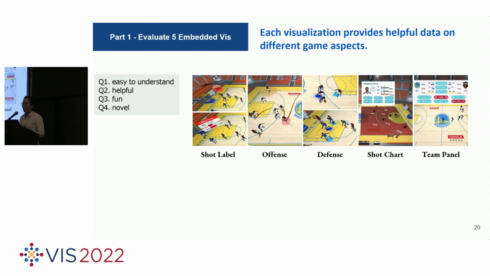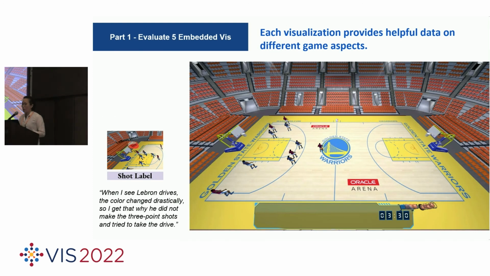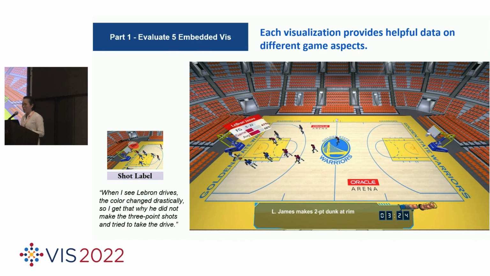Based on part 1, we found that fans found all 5 embedded visualizations easy to understand, helpful, fun, and novel. Furthermore, each visualization provides helpful data on different game aspects. For example, with shot label, a fan observed, "When I see LeBron drives, the color changed drastically, so I get that why he did not take the 3-pointers and try to make the drive."